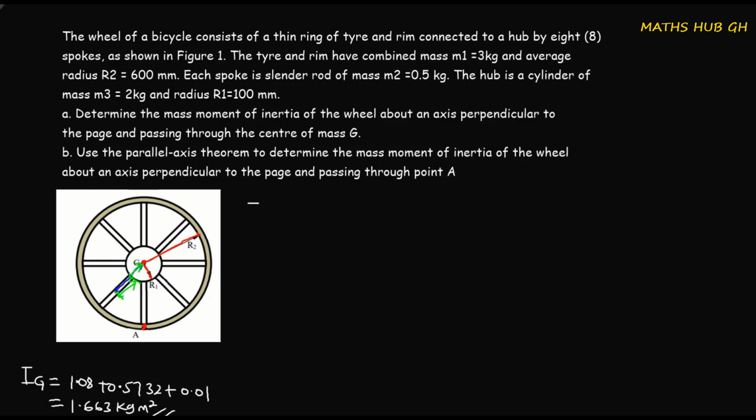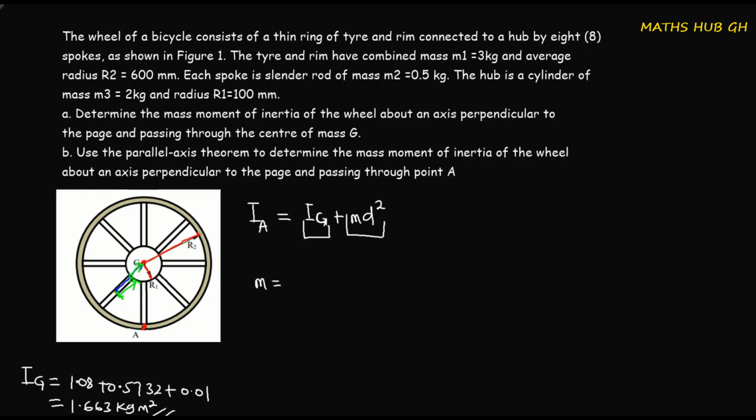So we're going to have the mass moment of inertia about the axis through point A and perpendicular to the page, IA, to be equal to the mass moment of inertia of the wheel about the center of mass G plus the total mass multiplying d squared, which is the distance of the center of mass from point A. We already found the first value, so what we have to find now is the rest. The m here will be equal to the total mass of the wheel.